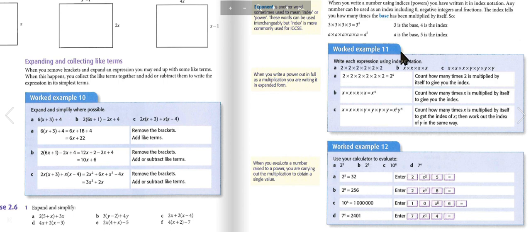Worked example 11. Write each expression using index notation. 2 times 2 times 2 times 2 times 2 times 2. X times X times X times X. X times X times X times Y times Y times Y times Y.